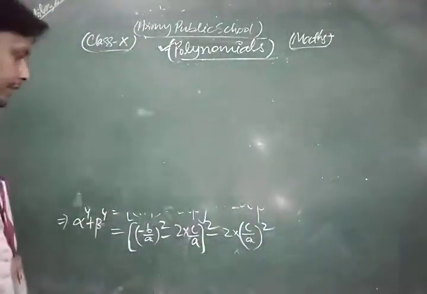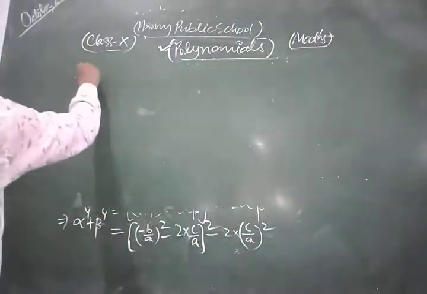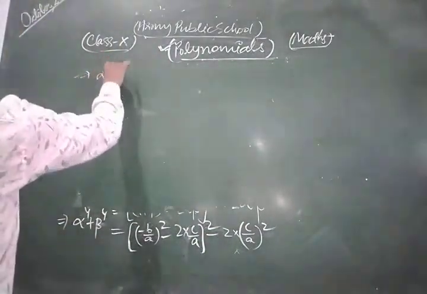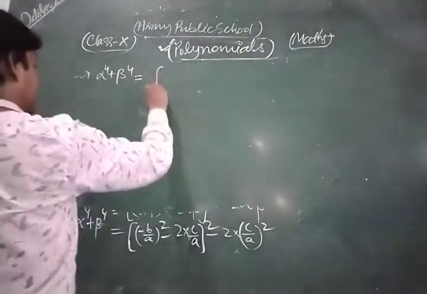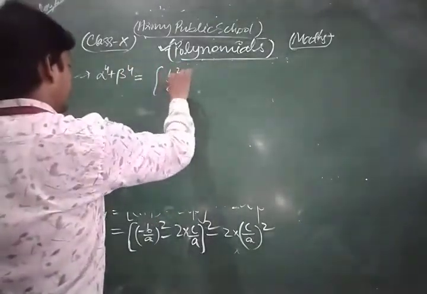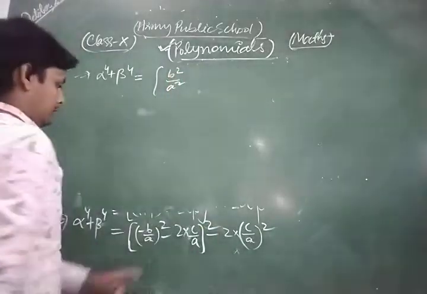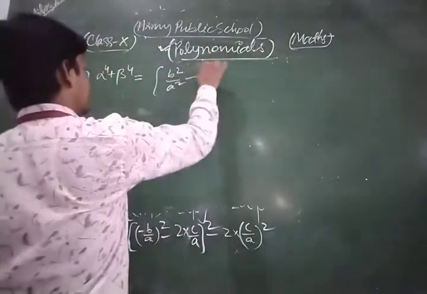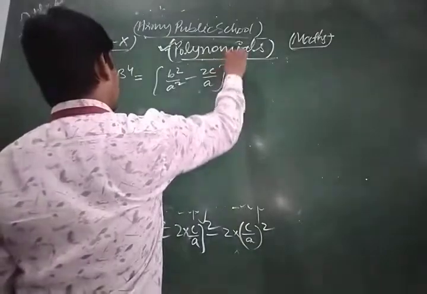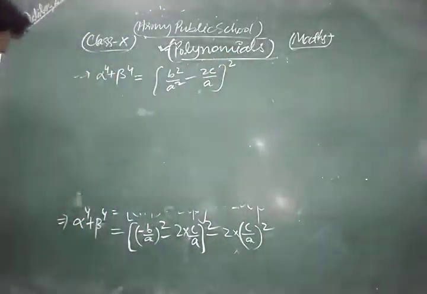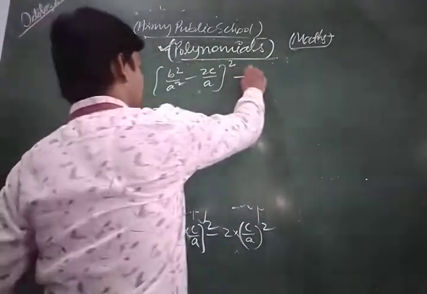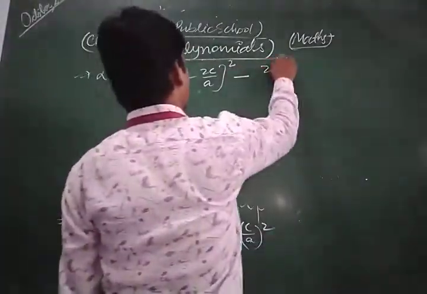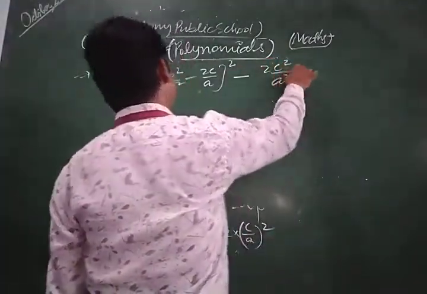Now look, we expand it and we find the value. So we have alpha power 4 plus beta power 4 is equal to b square upon a square minus 2c upon a, this is whole square, and minus 2c square upon a square.